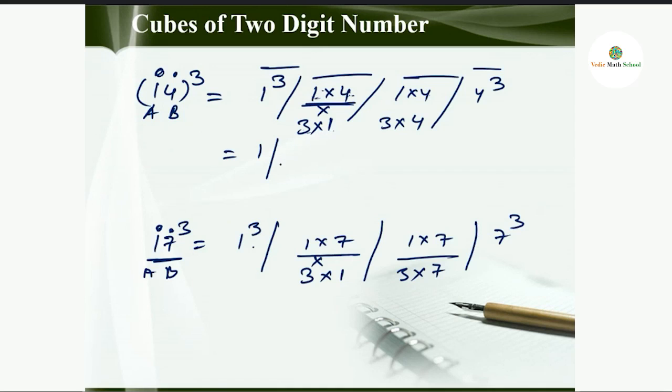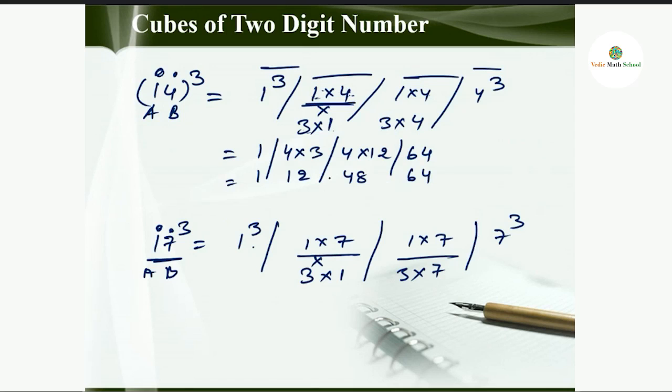12. Or if you wanted to add one more step, then you can write down 1 into 4 is 4 and 3 into 1 is 3. So this is also you can do. 1 into 4 is 4 and 3 into 4 is 12. Now 4 cube is 4 into 4 into 4, 16, 16 fours. So this is the number. Now solve it. This is 1, this is 12, this is 48 and this is 64.